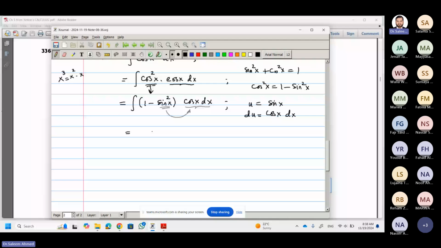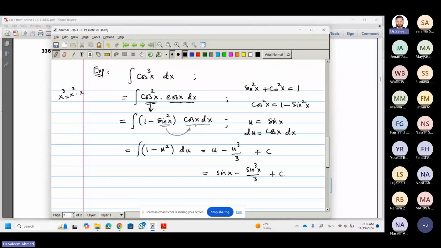So you get 1 minus... the substitution gives you 1 remains 1, sine square becomes u square, and this outside cos x dx becomes du. So now it is integrable, because the integral of 1 is u and minus the integral of u square is u cube by 3, plus a constant of integration. Now I can replace u equal to sine x, and u cube will become sine cube x by 3 plus a constant.